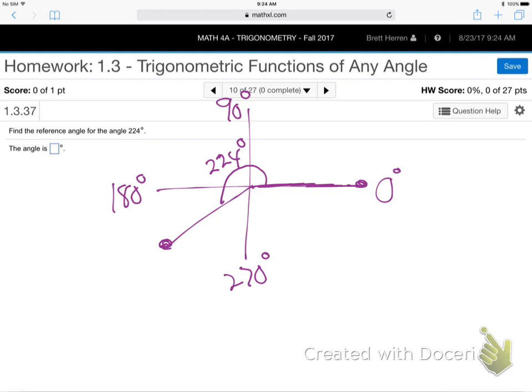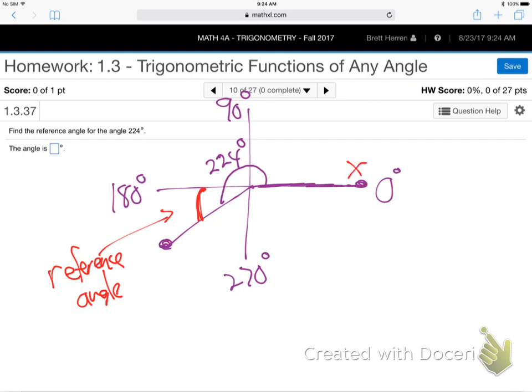Thank you. 224. So now what they want from us is the reference angle. What is a reference angle? I mean, what is it physically? It hits the x-axis. Are we good with that? It's this one, right? That's the reference angle. That's what they mean by reference angle. It's an angle you're going to refer to. It's a reference angle, and it's always to the x-axis, not to the y.